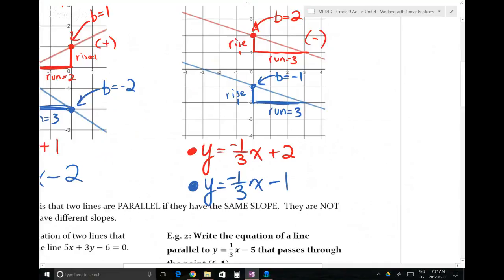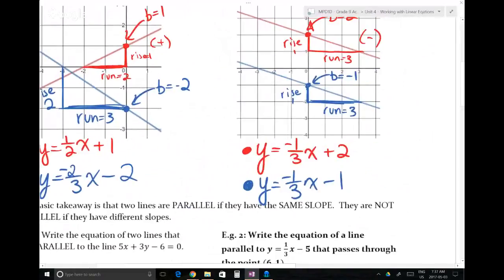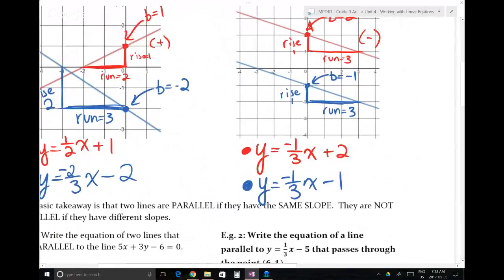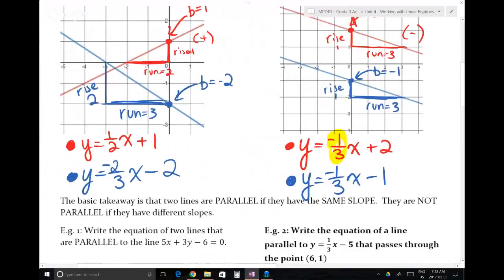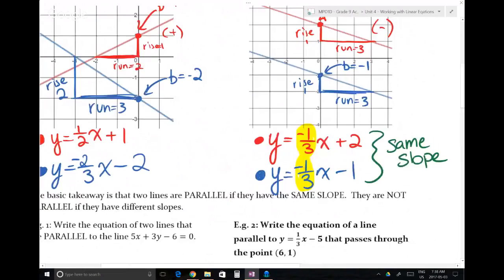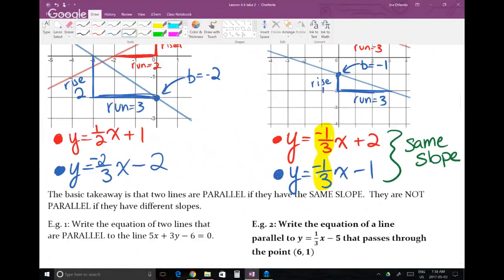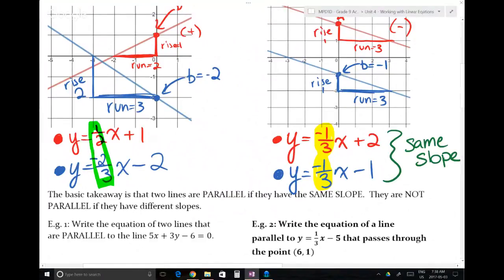Negative 1, so minus 1. And I'm hoping, in fact, I know that right now Shayla's in the back saying, I see it, I see it, I see it. If you look here, these have the same slope. The parallel lines, the lines that go on forever without meeting, have the same slope. Whereas if we look over here, we don't have the same slope. We in fact have different slopes.